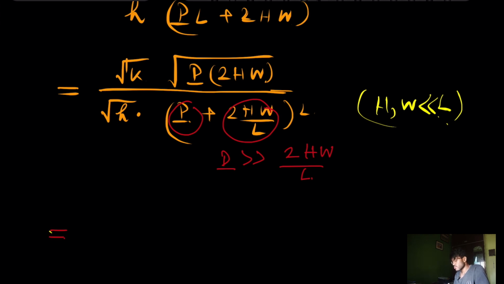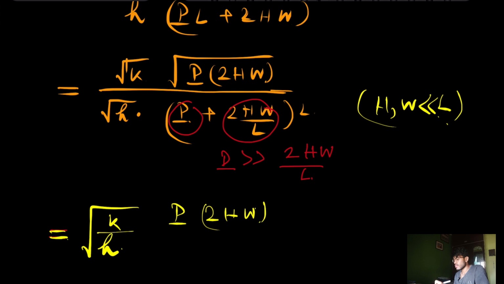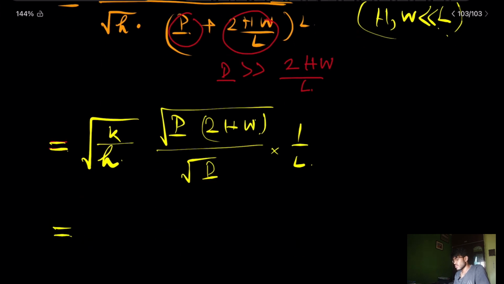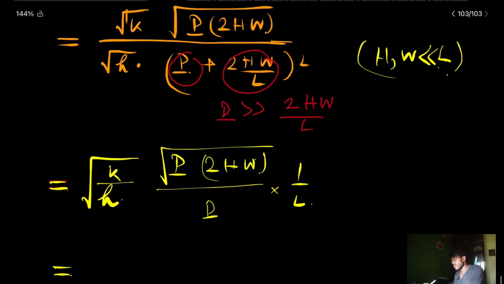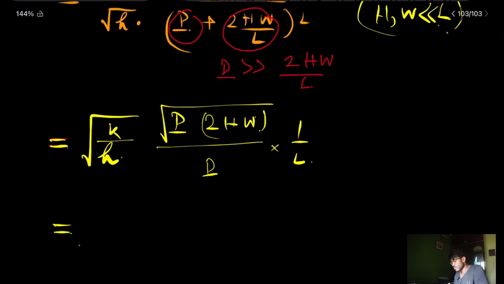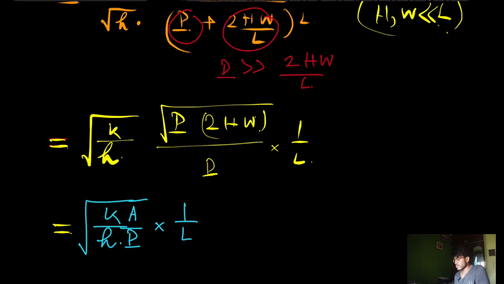So that will be equal to root over of K by H into P 2HW, clear? Root over of that by root over of P, I have 1 by L here. And here I did not have that root over, so this will become K by H, right? 1 P will be here and this 2HW will be here, so this is this, and this is 1 by M into L.